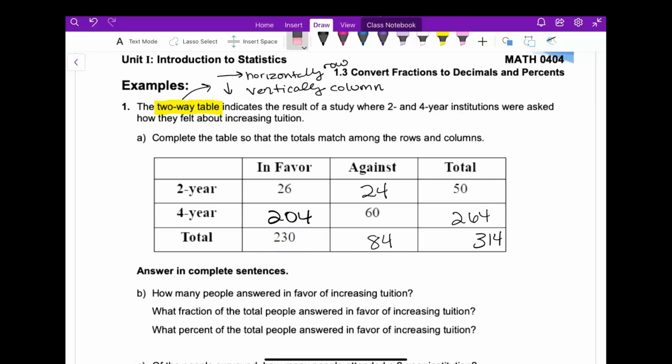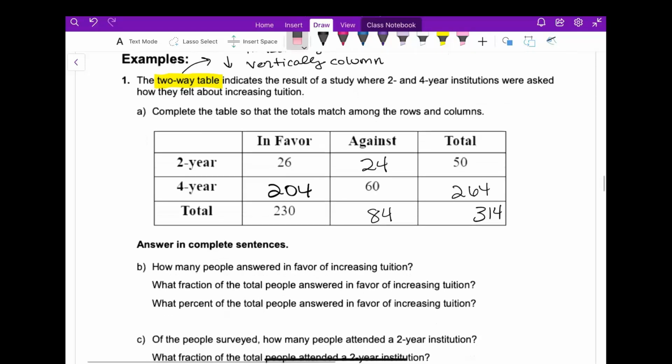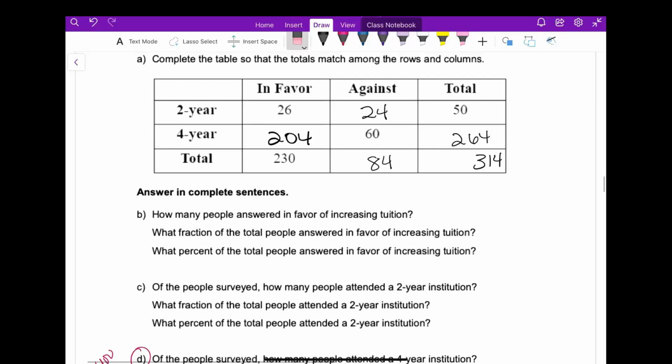And last, let's take a look at our 314. This 314 shows you the total people who responded to the survey, regardless if they're in favor, if they're against, if they're in a 2-year or a 4-year. It's everybody in here. Okay, so after going through those numbers, I feel that I have a good understanding of what this table is representing and showing. So I'm able to move on to our questions.